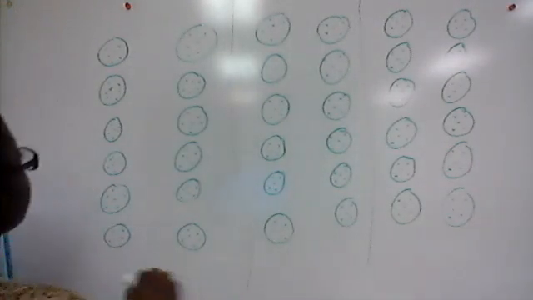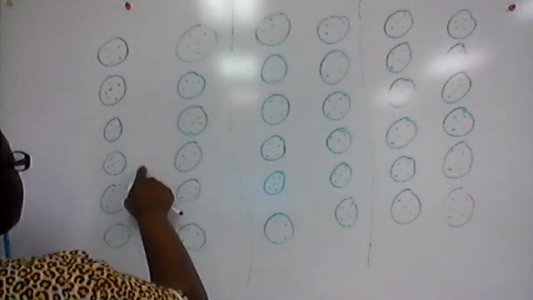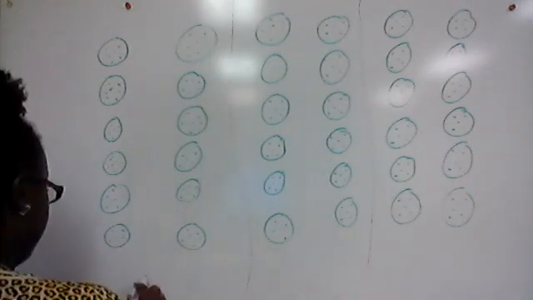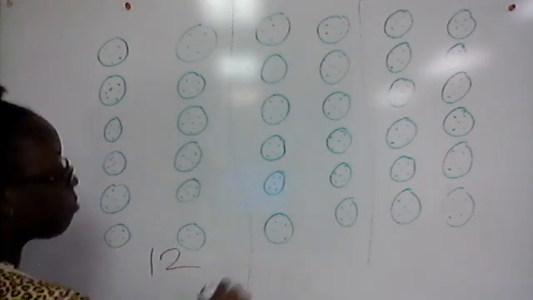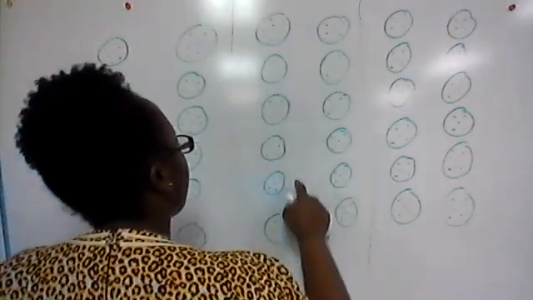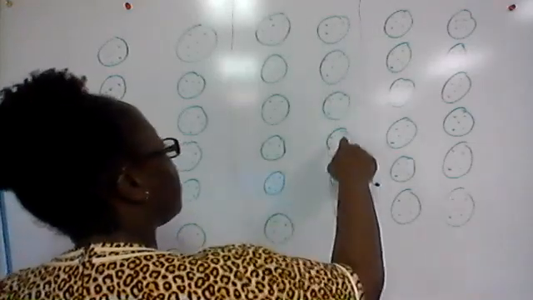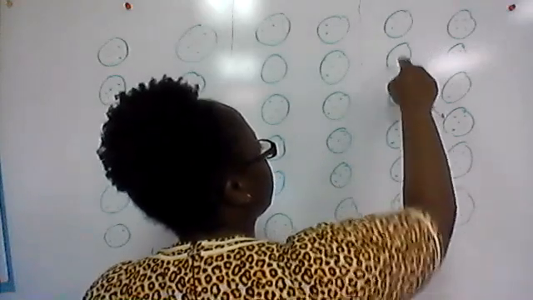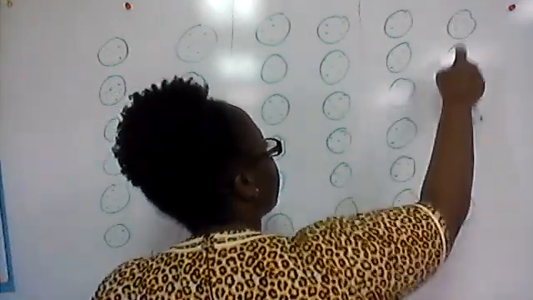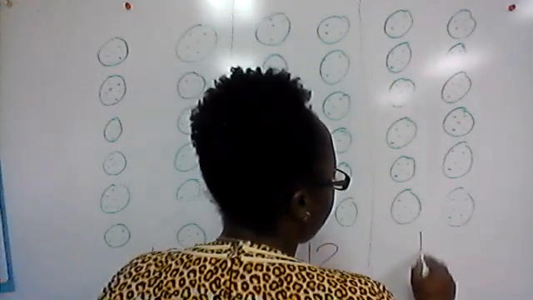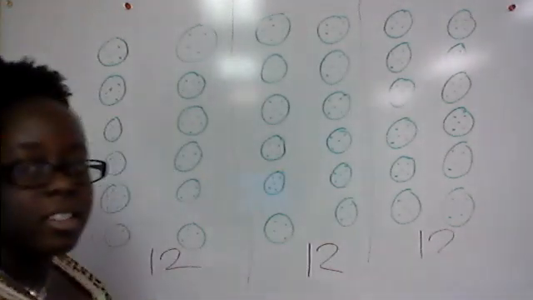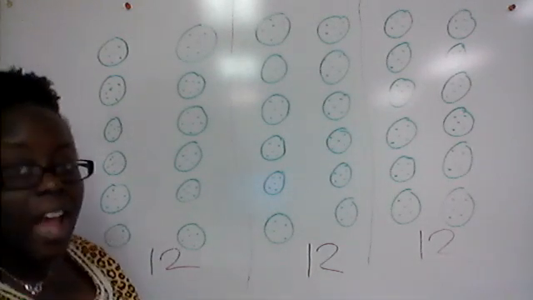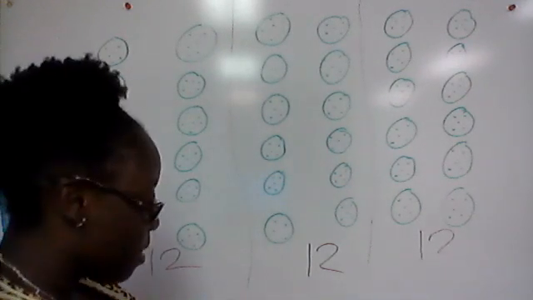Let's count them again and see. 1, 2, 3, 4, 5, 6, 7, 8, 9, 10, 11, 12. So we got 12 here. We got 12 here, and 12 here. Oh, look at that. 12 equal parts. In each group, I have 12 cookies. Now everyone's going to be happy because everyone's going to have the same number of cookies.